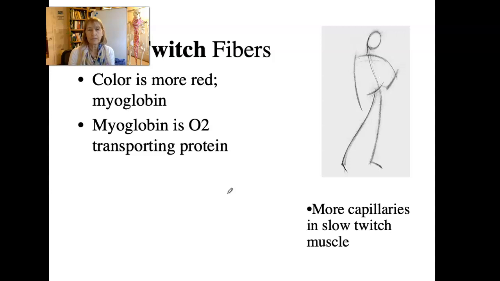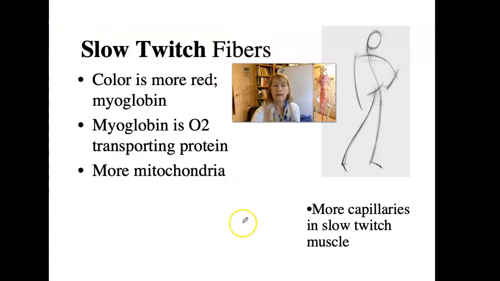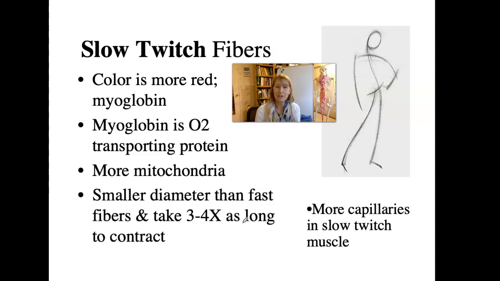Okay, so oxygen transporting protein, it's going to have more mitochondria, because if you want to make more ATP, you're going to need to do it in the mitochondria, so you better have a lot of mitochondria. So those slow twitch fibers, if you could compare them to the fast, would have a whole lot more mitochondria. And they're going to last for a long time.